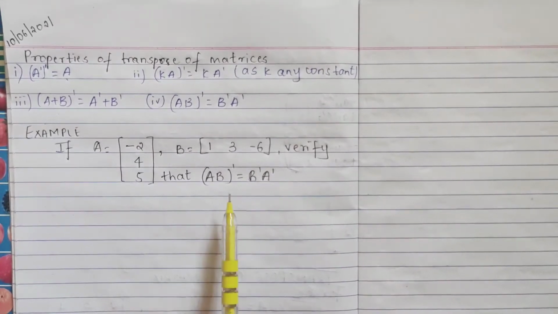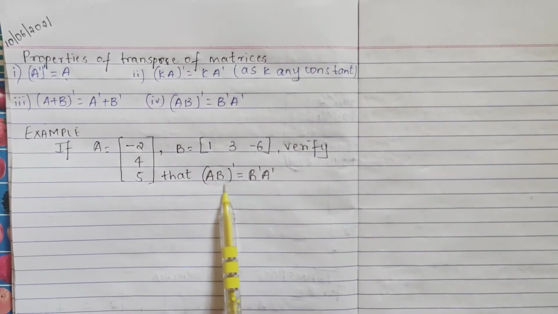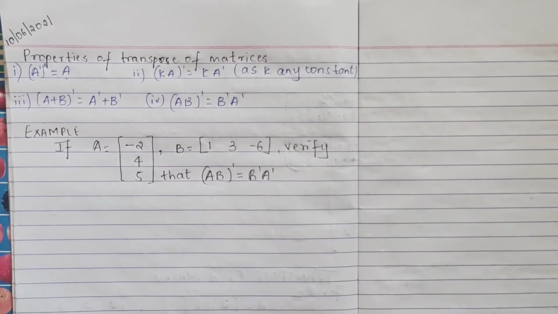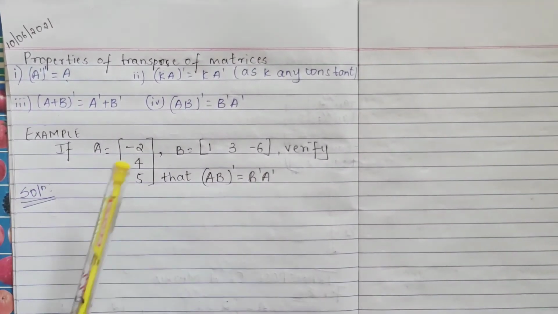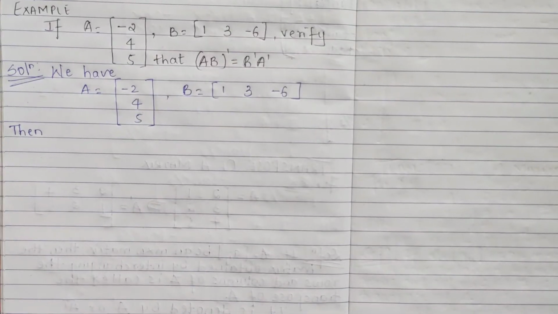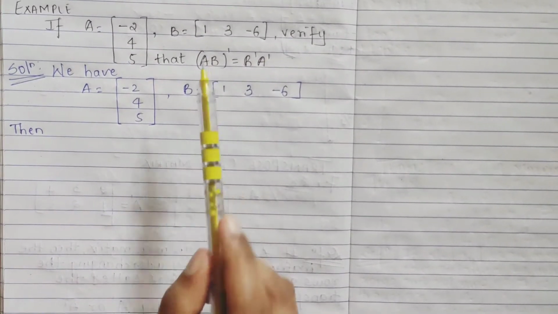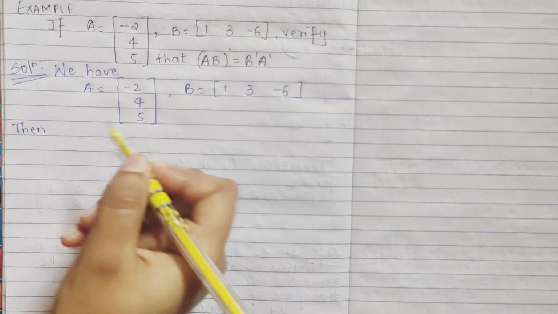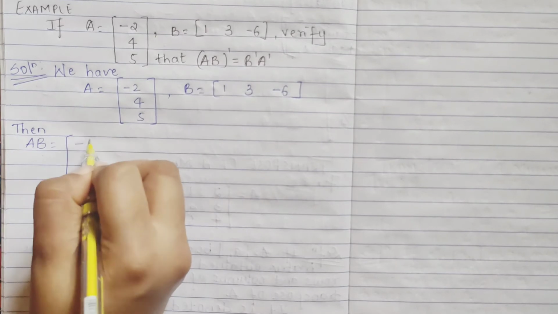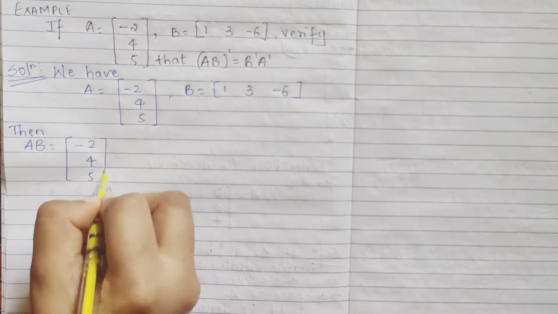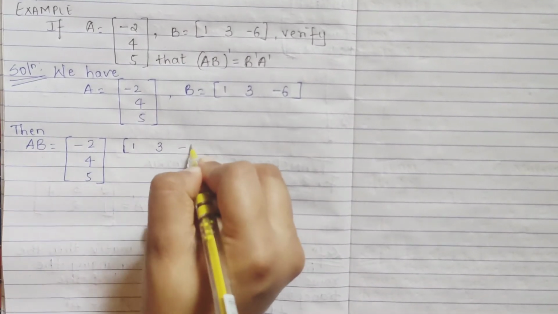In verification, what they're asking is the product and its transpose, so our first work will be to find the product AB. Write as solution: given A and B. First you have to find AB. So let's find our AB. Simultaneously all of you do this part. What is our A? [-2, 4, 5] into B. B is what? [1, 3, -6].